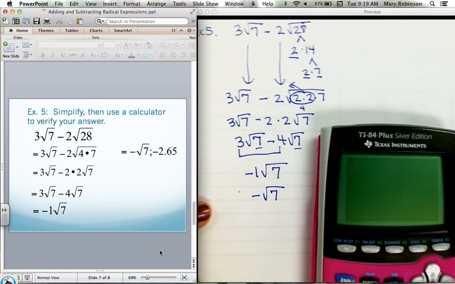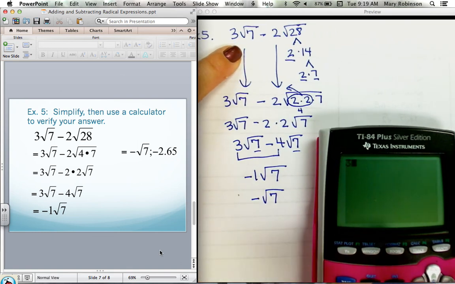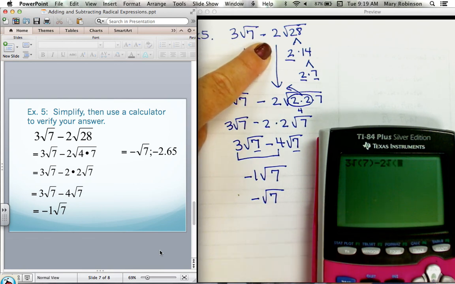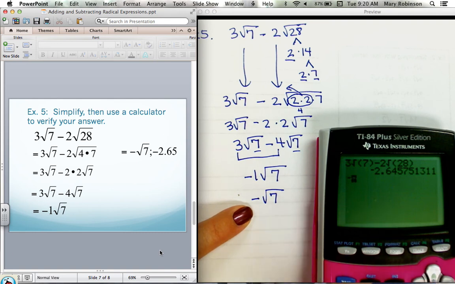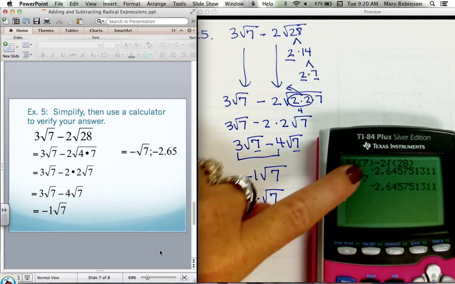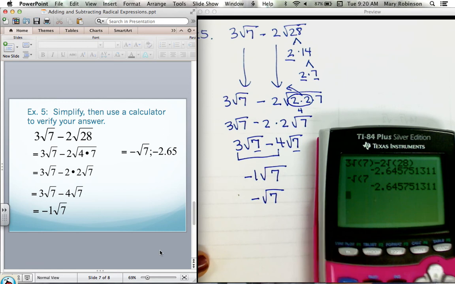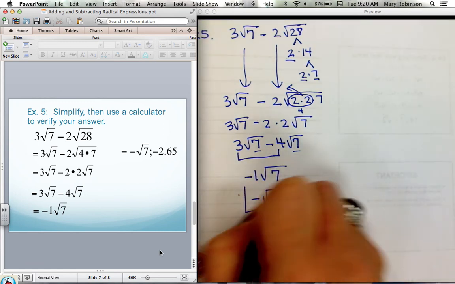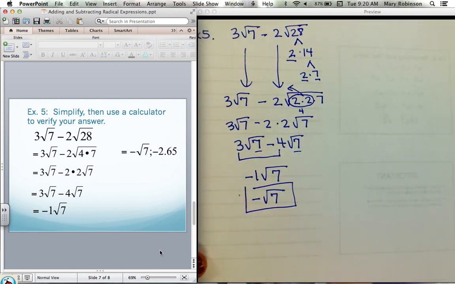So to verify that in our calculator, we're going to again type this in. 3 square roots of 7 minus 2 square roots of 28. Hit enter, then type in our answer, and notice we get the same value. So please don't forget to do that. It's a great way to check and make sure your answers are correct.